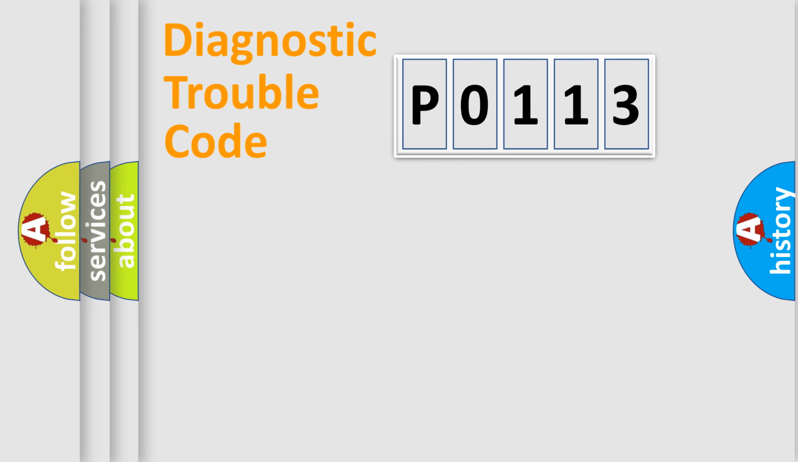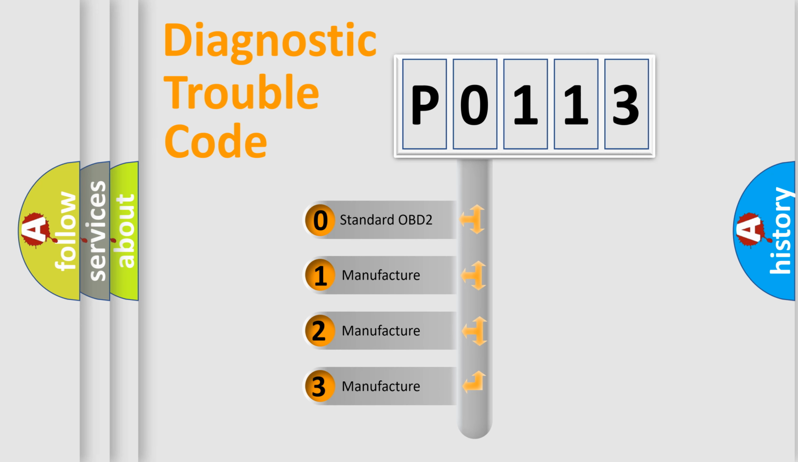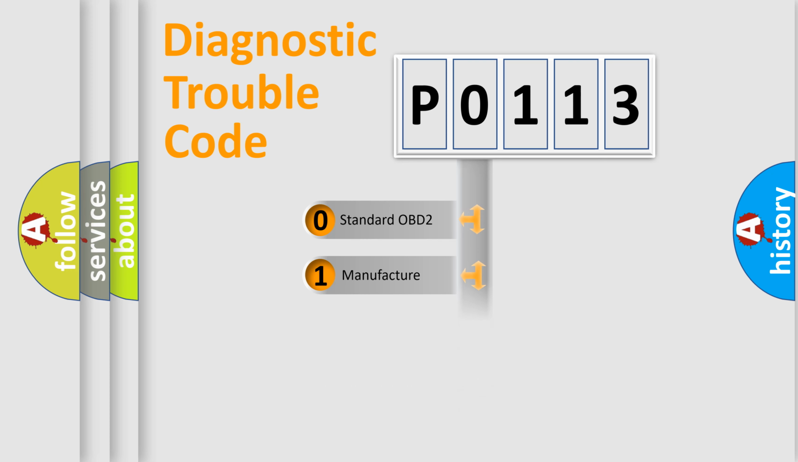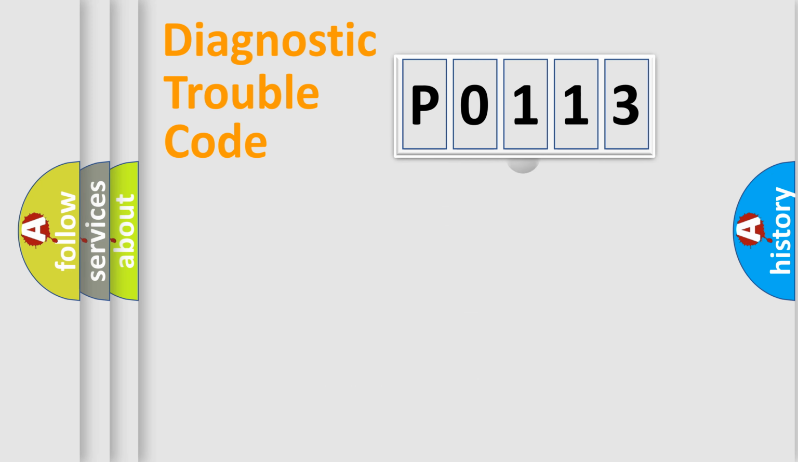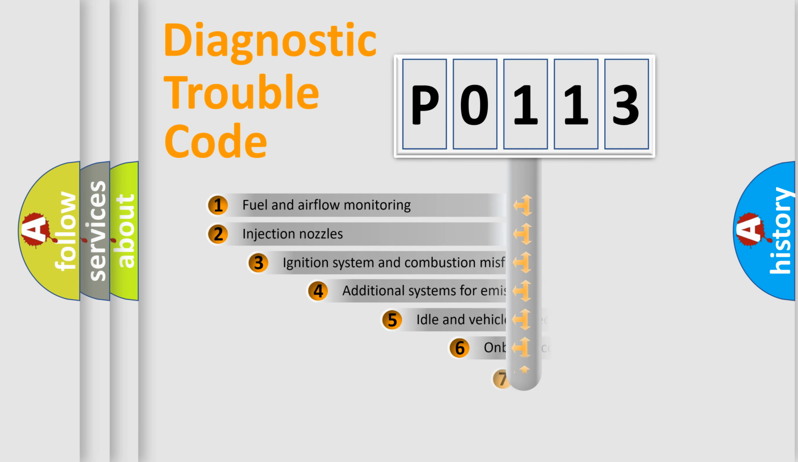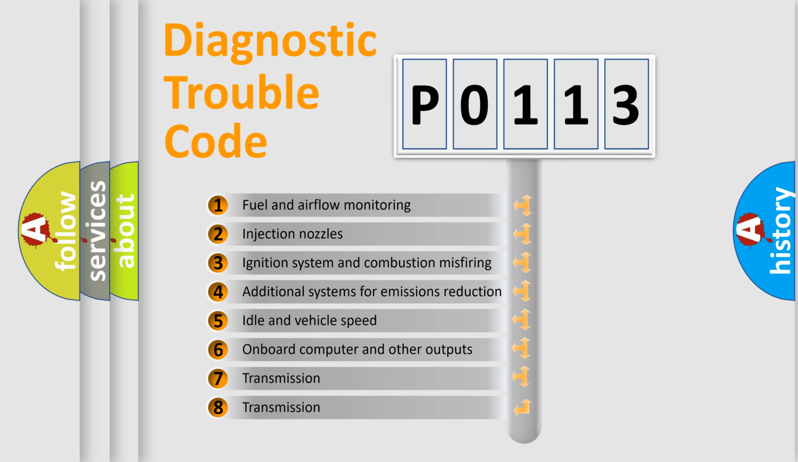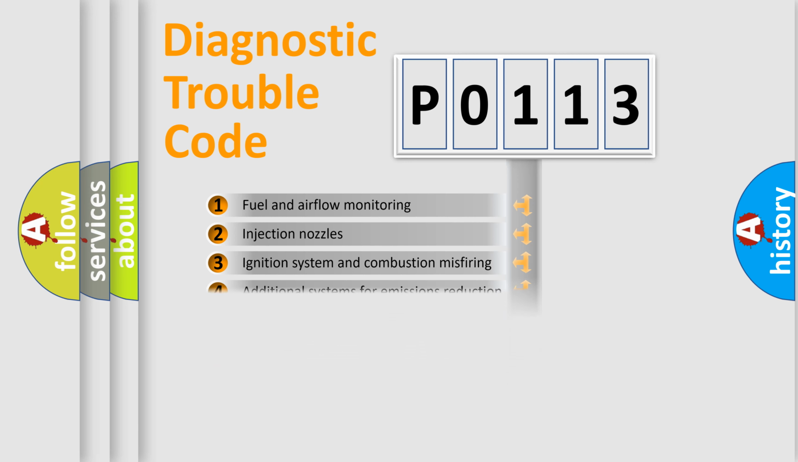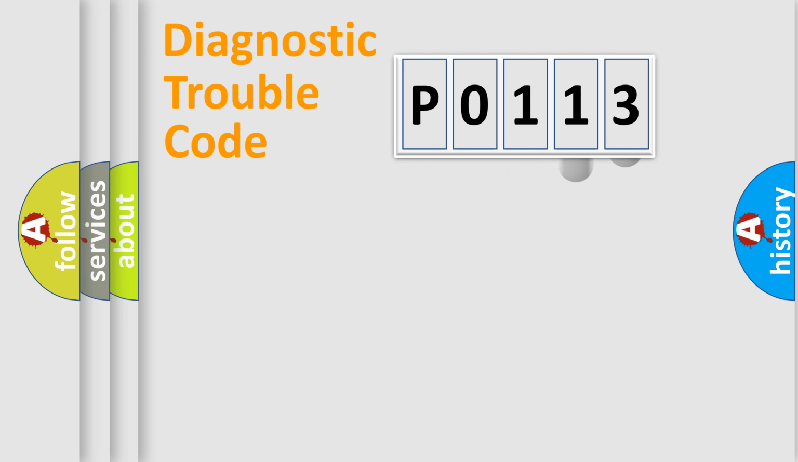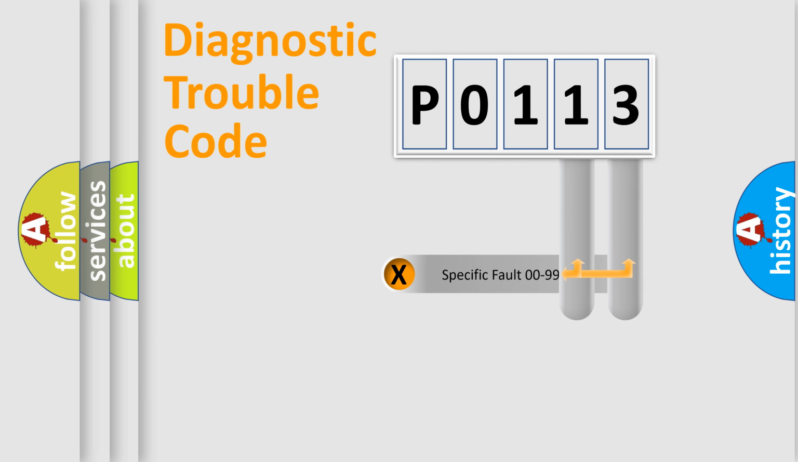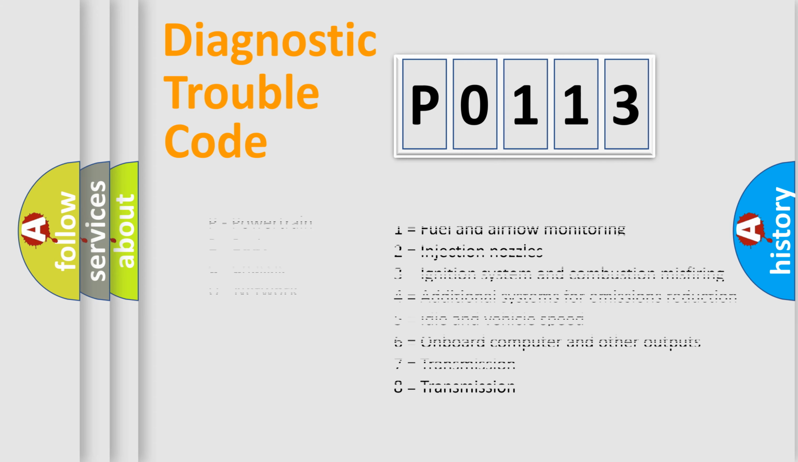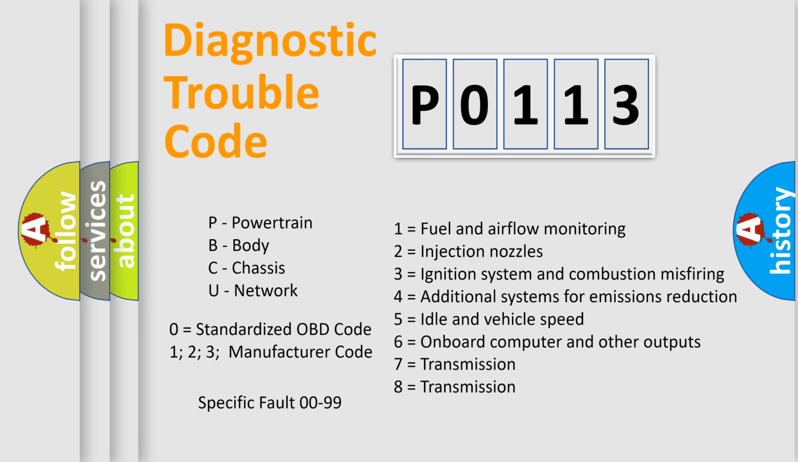If the second character is expressed as 0, it is a standardized error. In the case of numbers 1, 2, 3, it is a more prestigious expression of the car-specific error. The third character specifies a subset of errors. The distribution shown is valid only for the standardized DTC code. Only the last two characters define the specific fault of the group. Let's not forget that such a division is valid only if the second character of the code is expressed by the number 0.